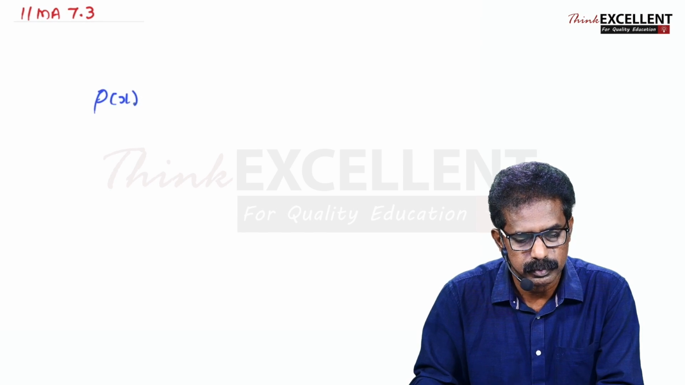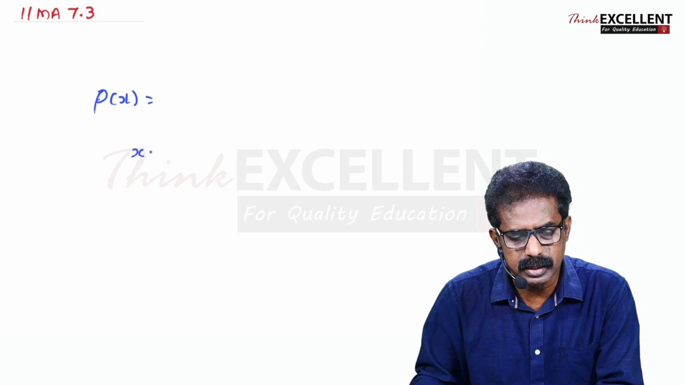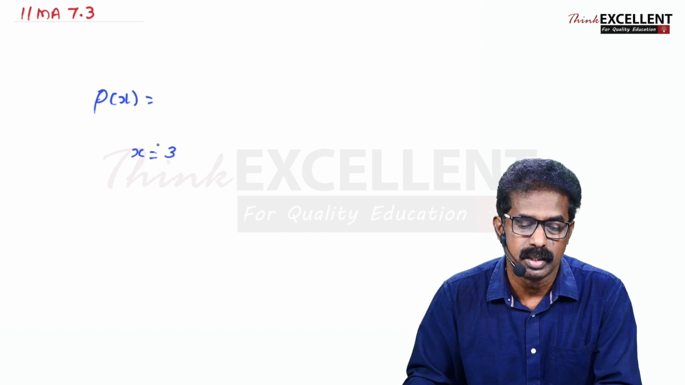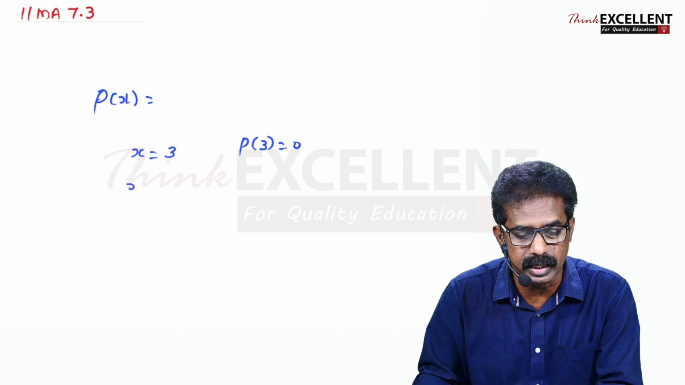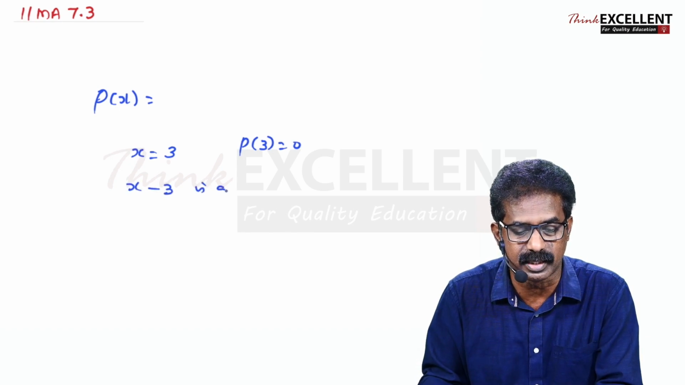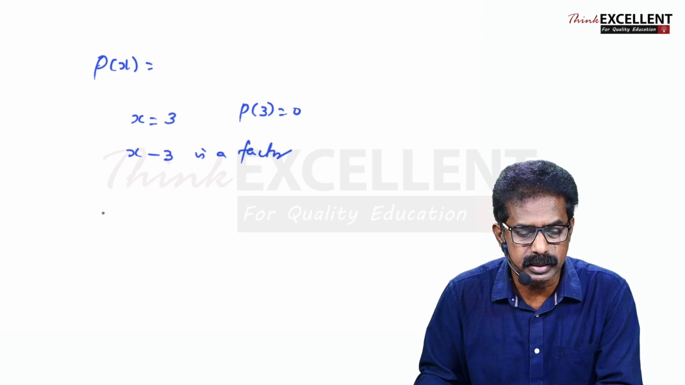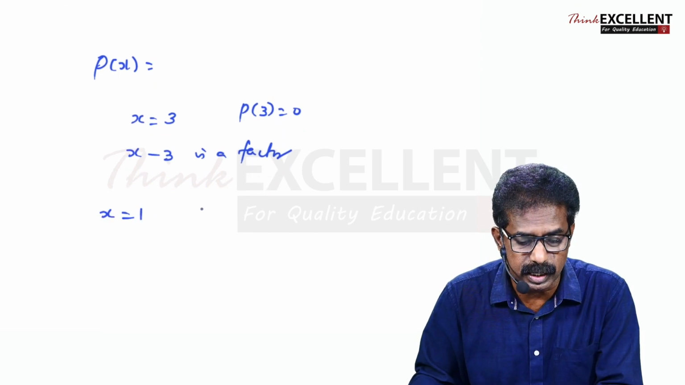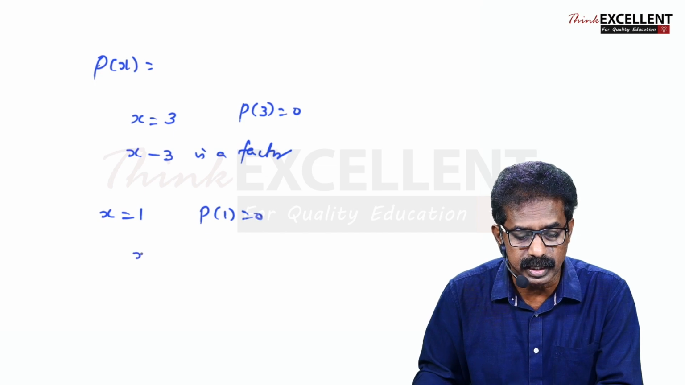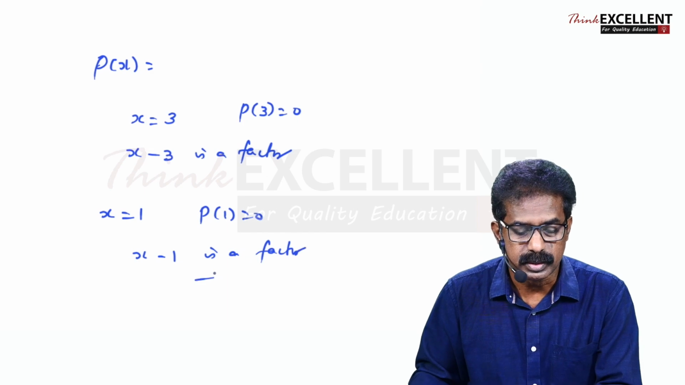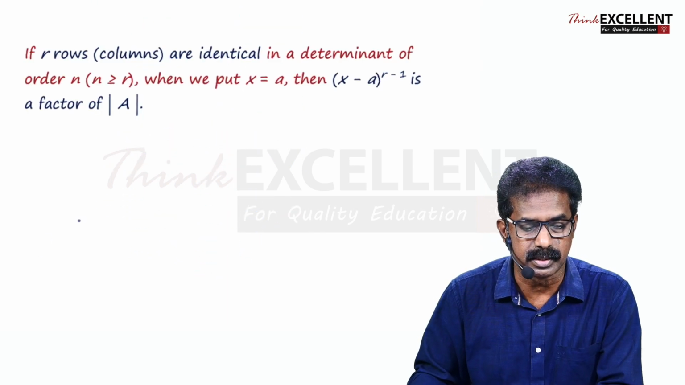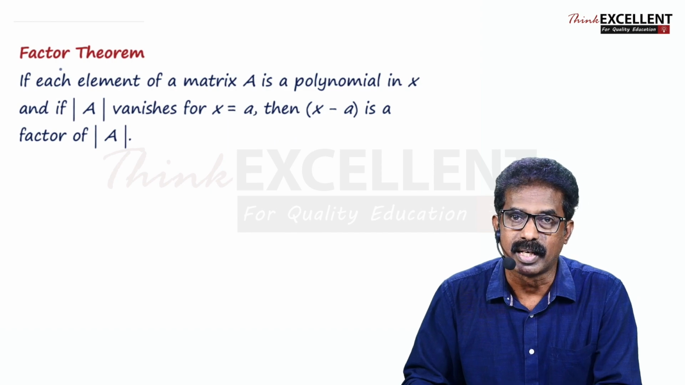In a polynomial, suppose p of x is a polynomial. When you put x is equal to 3, if your answer is 0, that is p of 3 equal to 0, then you say x minus 3 is a factor, right? When you put x equal to 1, if your answer is 0, that is p of 1 equal to 0, we say x minus 1 is a factor. So in the same way here in matrices, we have the factor theorem.